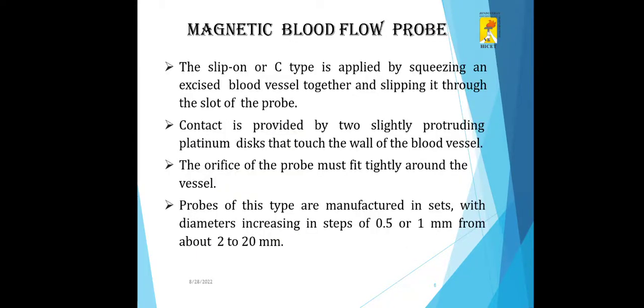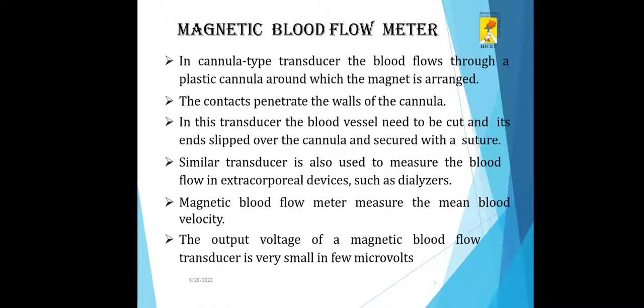For the magnetic field, the slip-on C-type is applied by squeezing an excised blood vessel together and slipping it through the slot of the probe. Contact is provided by two slightly protruding platinum discs that touch the wall of the blood vessel. The interface of the probe must fit tightly around the vessel. Probes of this type are manufactured in sets with the diameter increasing in steps of 0.5 or 1 mm from about 2 to 20 mm.